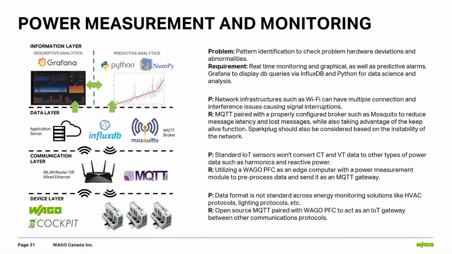Another problem, data format is not standard across energy monitoring solutions like HVAC protocols and lighting protocols. So if we use something like MQTT, again, paired with the WAGO PLC to act as an IoT gateway, we can actually act as a gateway between other communication protocols. So we can bring this information in through BACnet, DALI, whatever protocols that we're using, and we can convert it through MQTT cloud-based protocol, so that now we can send it to the cloud and do some data analysis with it.